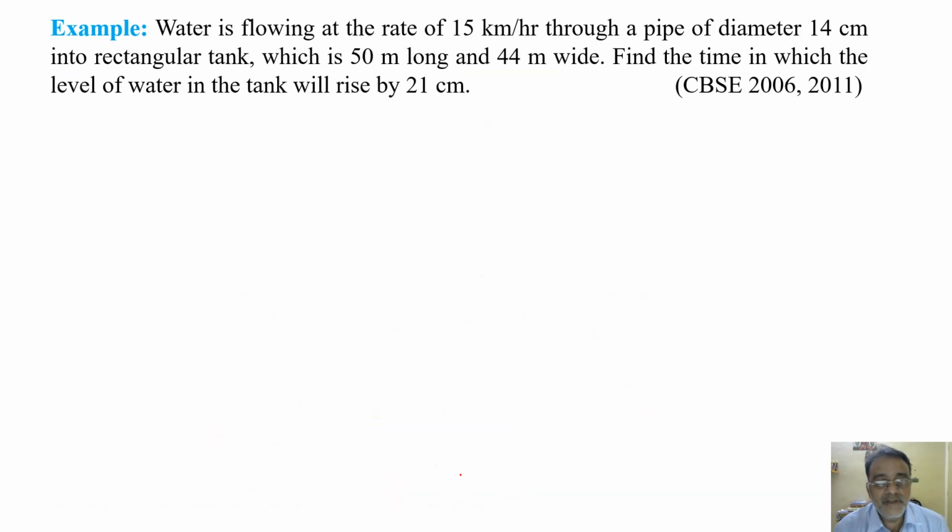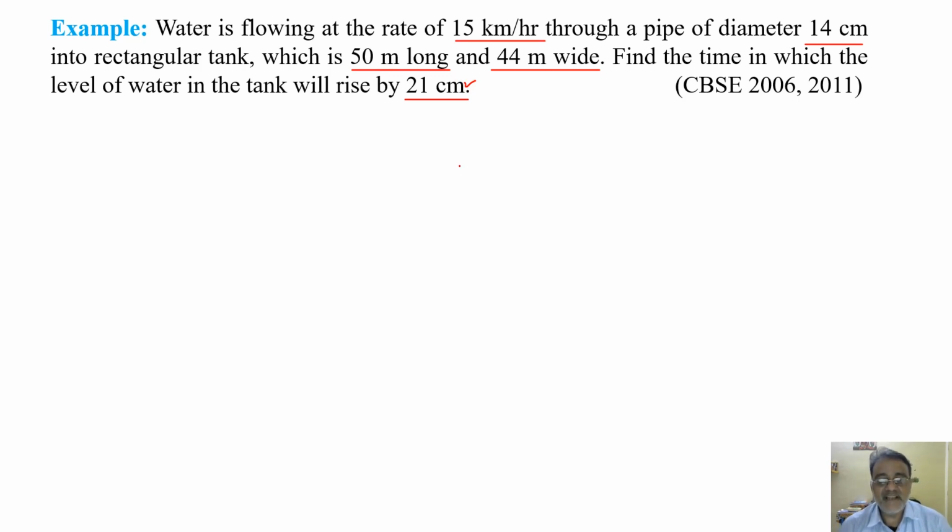So now we are moving toward the next question. Water is flowing at the rate of 15 km per hour through a pipe of diameter 14 centimeter into a rectangular tank which is 50 meter long and 44 meter wide. Find the time in which the level of the water in the tank will rise by 21 centimeter. तो ये height हो गया tank का, ठीक है, L into B into H.